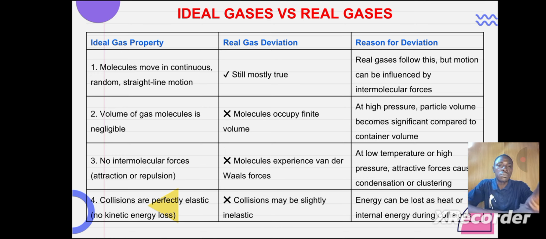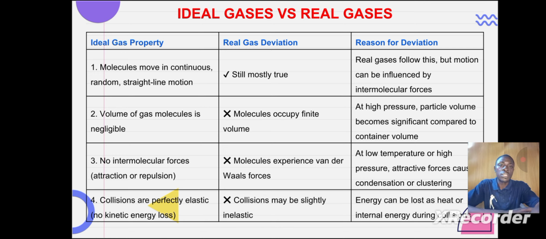So the first postulate for gases, number one here, is that molecules move in continuous random straight line motion. That's an ideal gas. It's expected that the molecules should move continuously. Real gases still obey this principle, but sometimes the motion can be influenced by intermolecular forces, as you can see here. However, on a general scale, we can assume that real gases still follow this behavior.